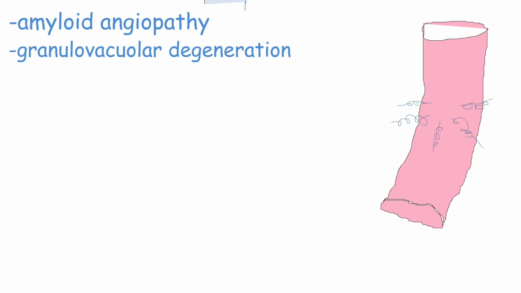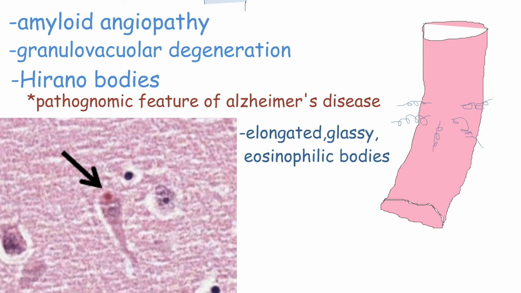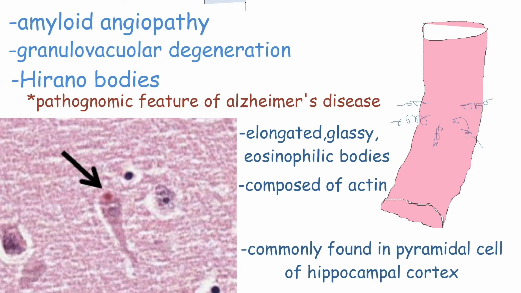And the most important or the most pathognomonic feature of Alzheimer's disease is Hirano bodies. Hirano bodies are also a microscopic feature of Alzheimer's disease. Hirano bodies are elongated, glassy, eosinophilic bodies consisting of paracrystalline areas of beaded filaments, and the Hirano bodies are composed of actin. And the Hirano bodies are commonly found in pyramidal cells of the hippocampal cortex.